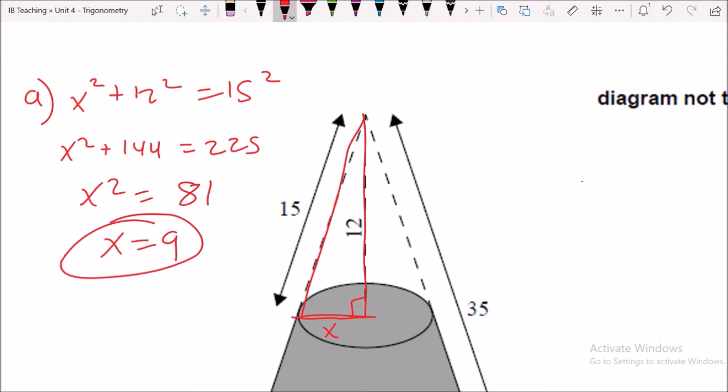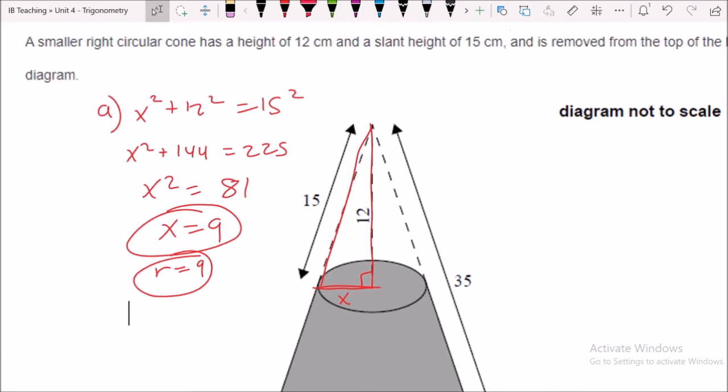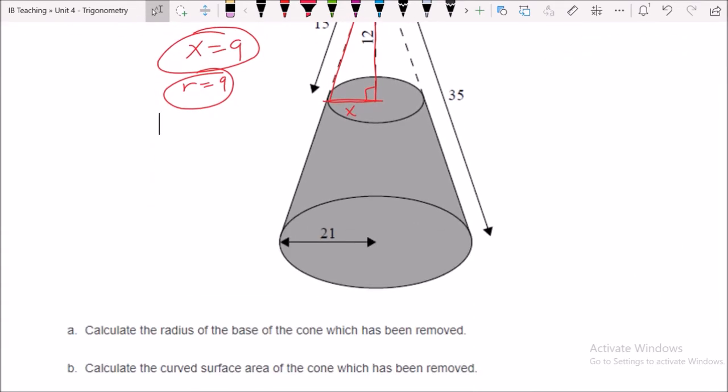Okay, and maybe I should rewrite that as the radius is 9, just to be really clear to my grader that x is the radius. I probably should have labeled it as r to begin with, now that I think about it. All right, let's keep going. So what could we do next?